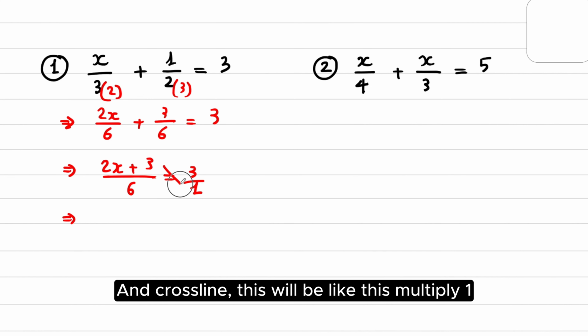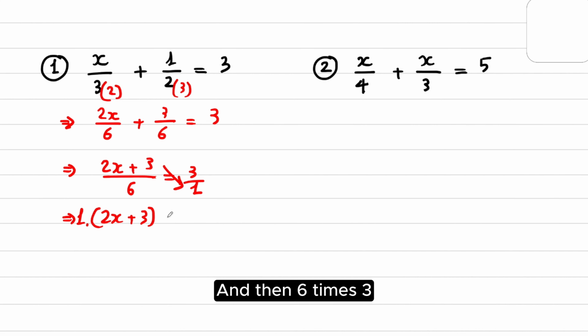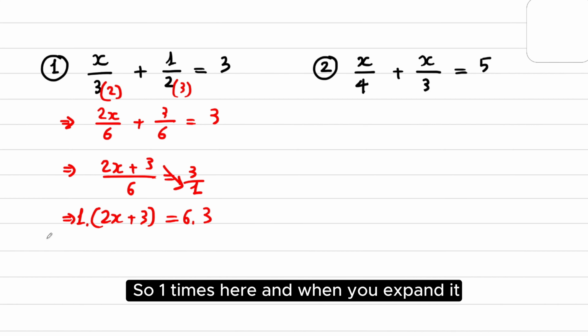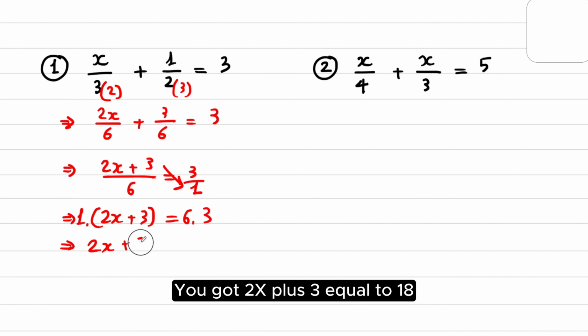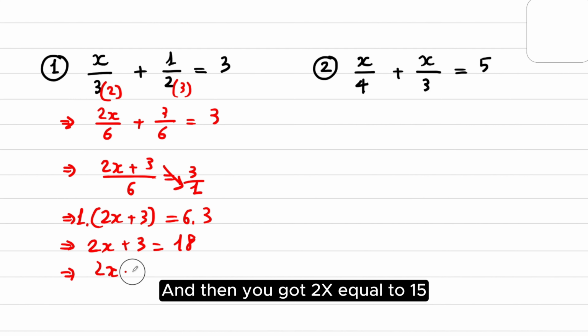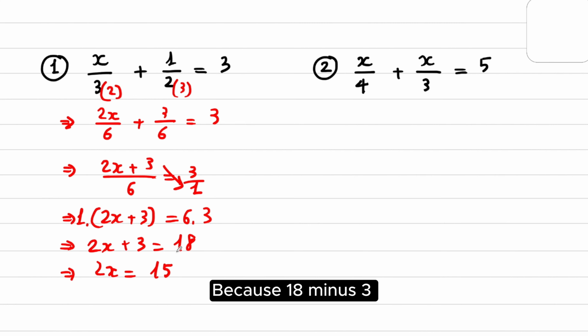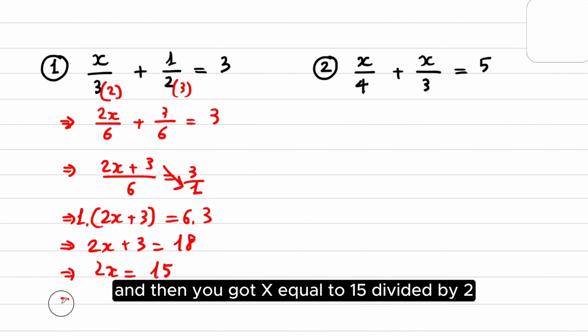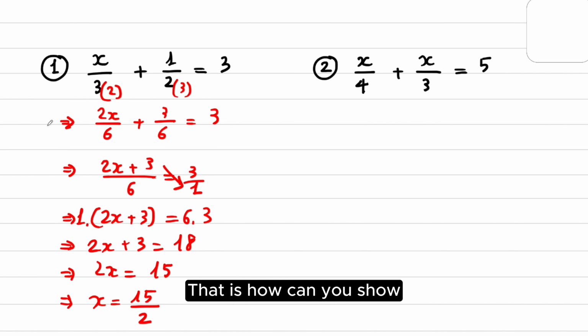And cross line, you tell this will be like this. Multiply 1. And then 6 times 3. So 1 times here, when you expand it, you got 2x plus 3 equal to 18. And then you got 2x equal to 15 because 18 minus 3. And then you got x equal to 15 divided by 2. That is the way you solve your working out for the first question.